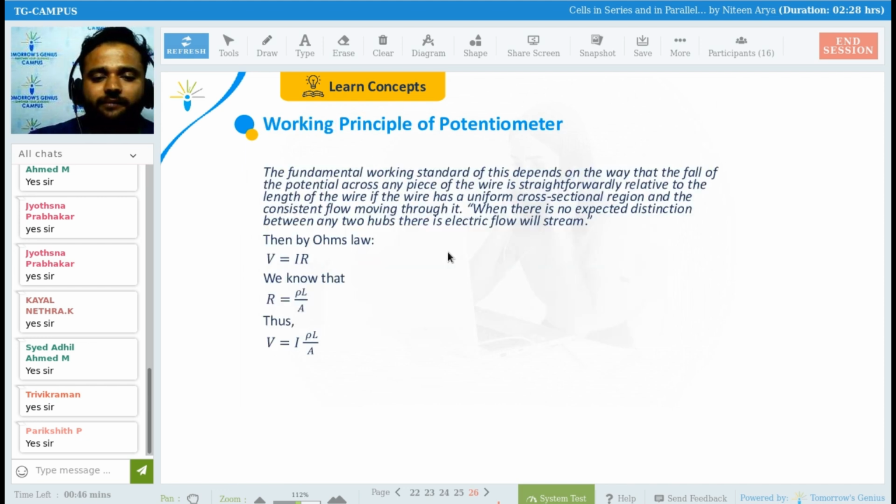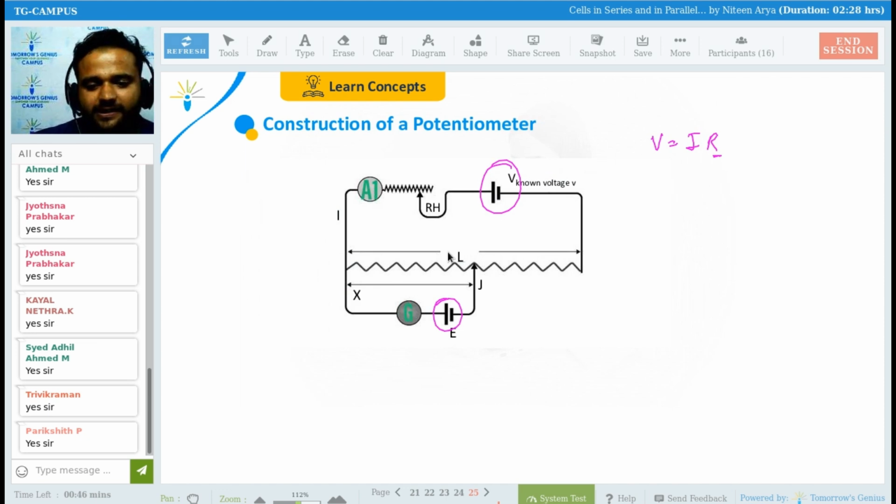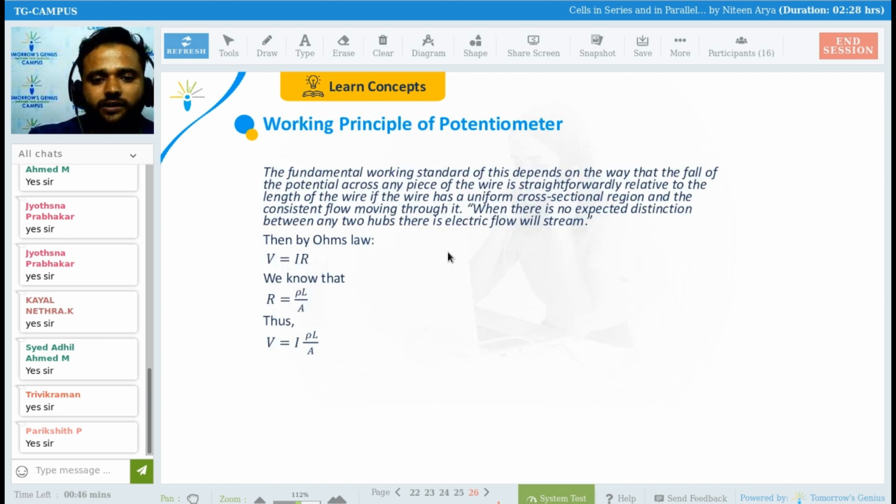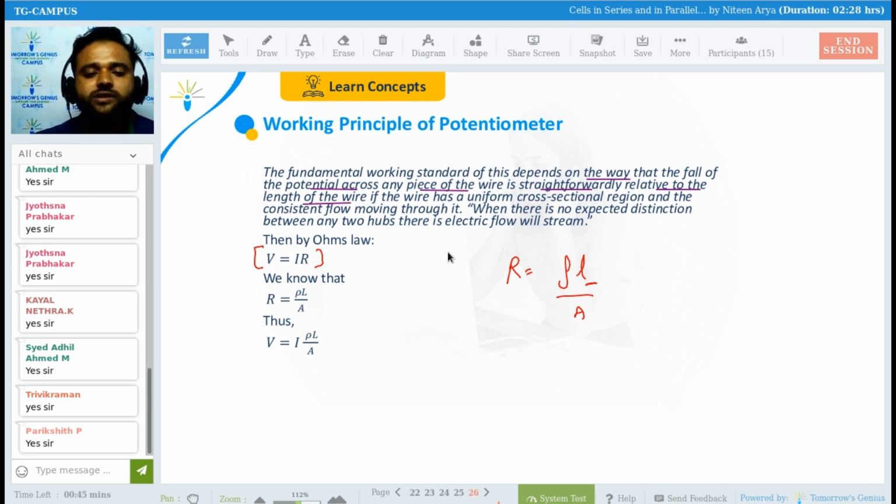Okay. Even if you understand just this, it is going to help you out. The fundamental working principle of this depends on the fact that the fall of potential across any piece of wire is directly proportional to the length of the wire. Why so? Simply, you can understand with the help of V equals IR, Ohm's law, and we know that R equals rho L by A. So the moment my length changes, in the same sense my voltage changes. I'm not doing anything new. I'm just reusing the formulas.